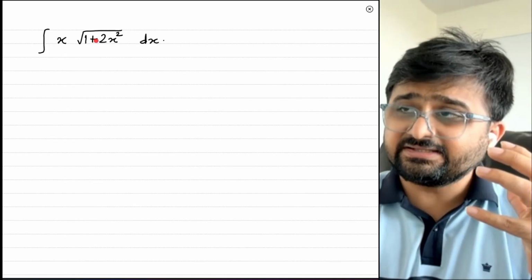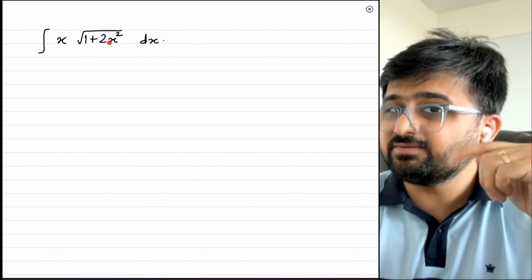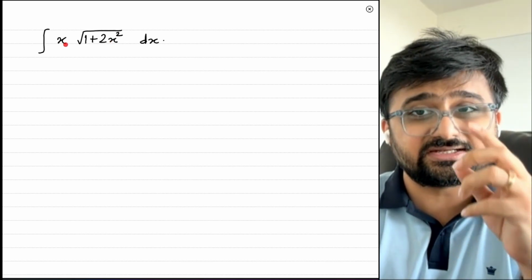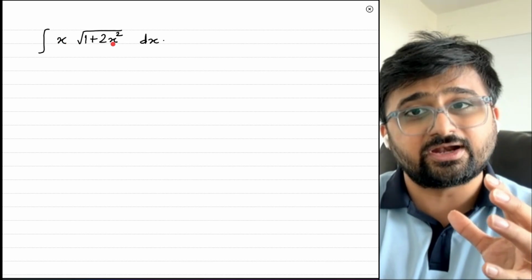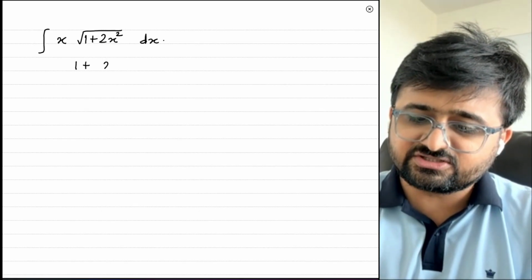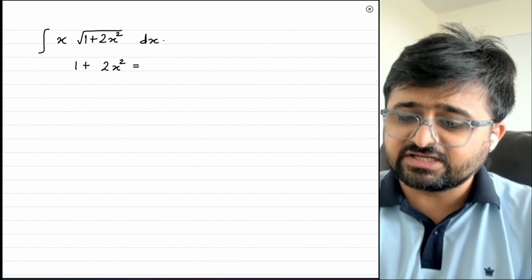Also notice that the derivative of a quadratic is nothing but a linear function, and there is a linear function present right here. That is another sign that I have to put that quadratic equal to U. Let's start with that. So let's put 1 plus 2x square is equal to U.